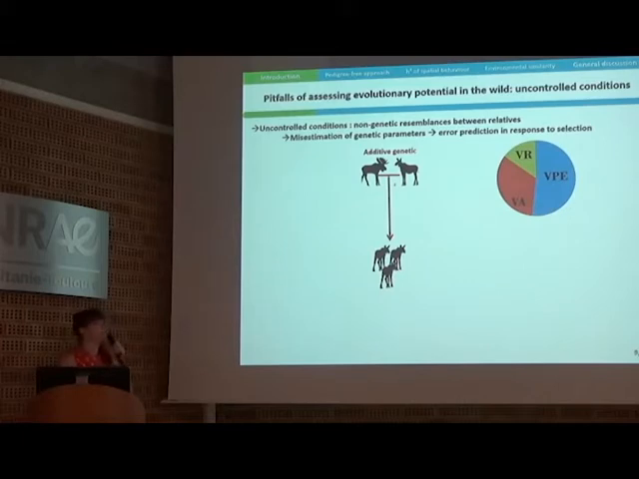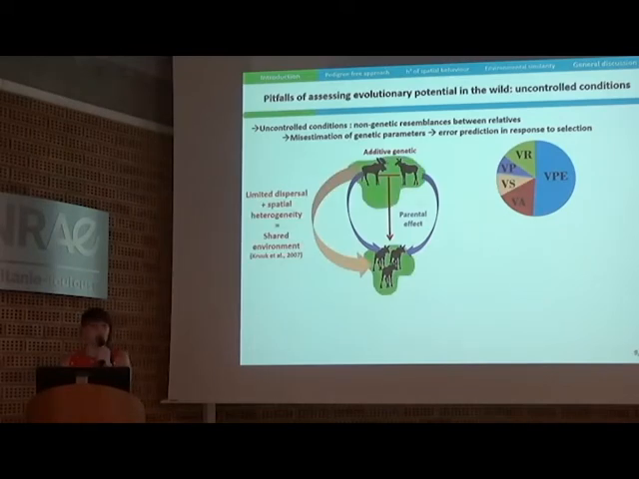Finally, when we assess evolutionary potential in the wild, it might be quite challenging because there are a lot of uncontrolled conditions. For example, it's possible that relatives that share the same genes might also share some food resources, some hormones, and hence there might be some parental effect that may be confounded with the genetic variation. But more importantly, in the wild, it's possible that due to limited dispersal and spatial heterogeneity, relatives that share genes are also going to share the same environment.